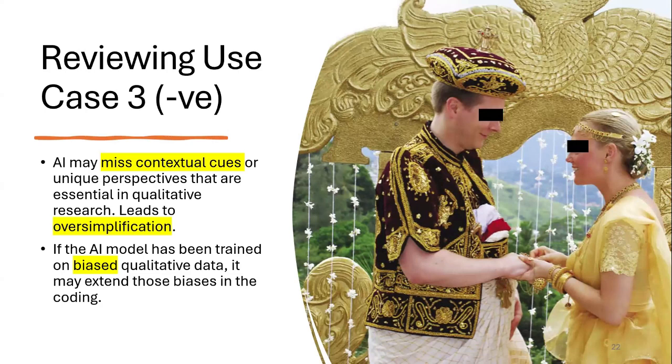And if the model is biased on qualitative data, it may extend those biases, because the biases can exaggerate, they can amplify. When there is a small bias, when the models train themselves, these biases are also used. Biased data also is used for training. So the bias can be amplified over time. So that also is a possible threat.